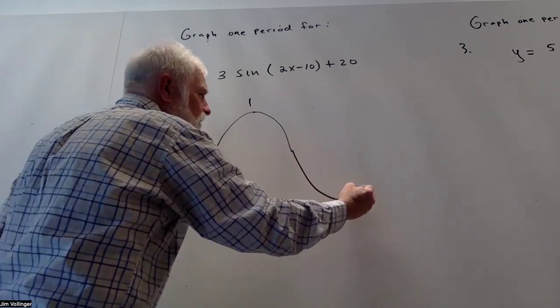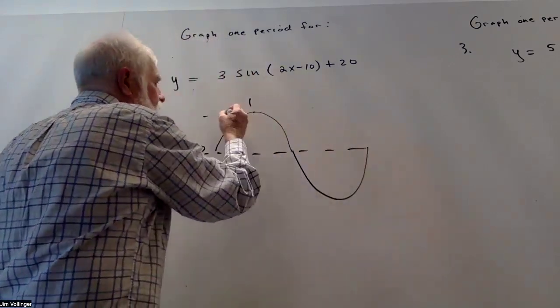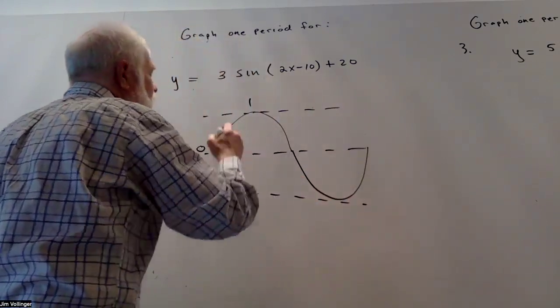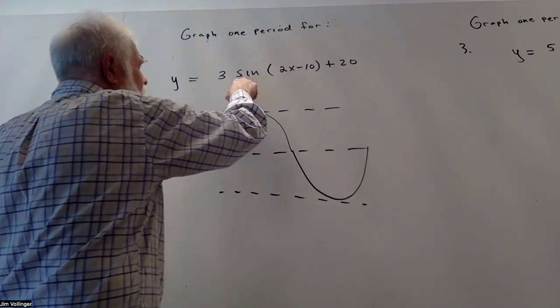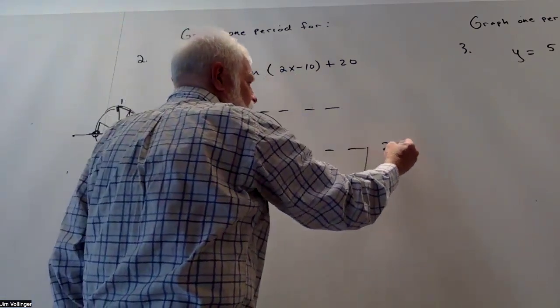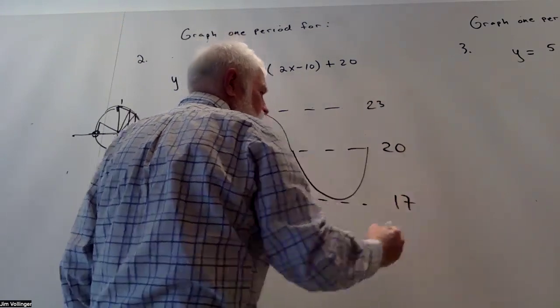And then I do the same thing with the negatives. And so I can put a little midline, little line, so I can get my range. My range of the sine function is 1 to -1, which gets tripled. 3 to -3, 20 being the center, 23 being the max, 17 being the min.